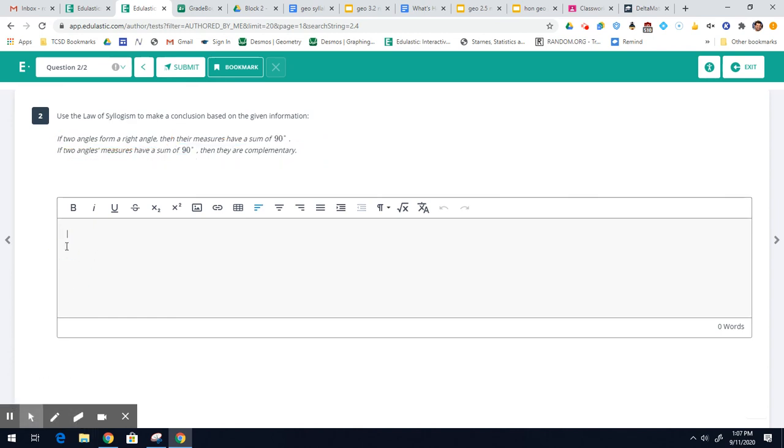So it's going to say if two angles form a right angle, and that's the first part of the first sentence, then they are complementary, the second part of the second sentence. And that's true, right? Both of those statements are true. So we just connect them to say one more true statement.